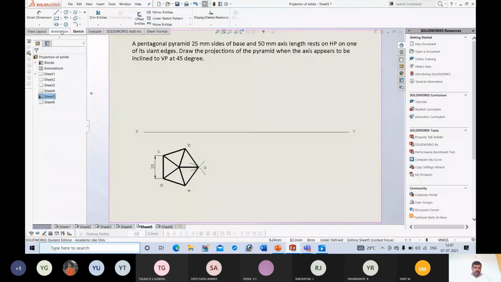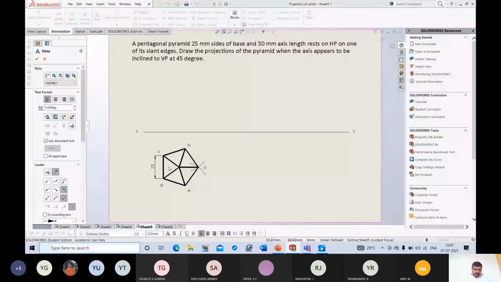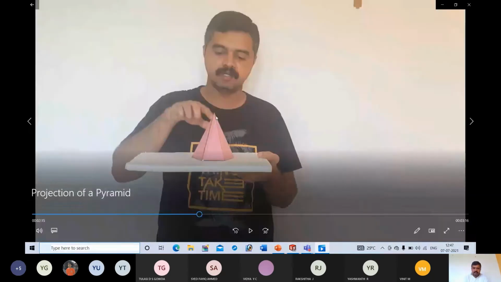Next, I will name the axis. I can see the apex from the top, so O1 is visible. The center of the base is invisible from top. If you look from top, you can see the apex, but the center of the base is invisible. That's why in top view the apex is visible and the center of the base is invisible.